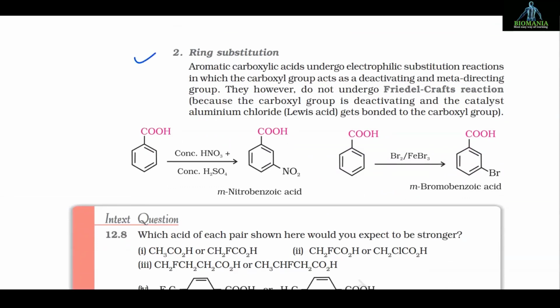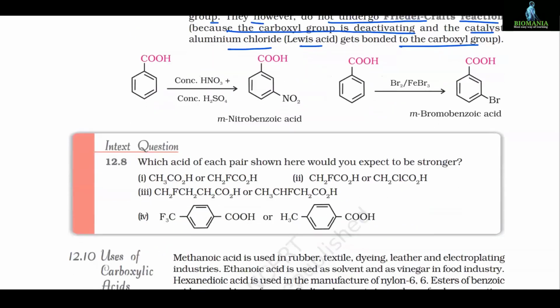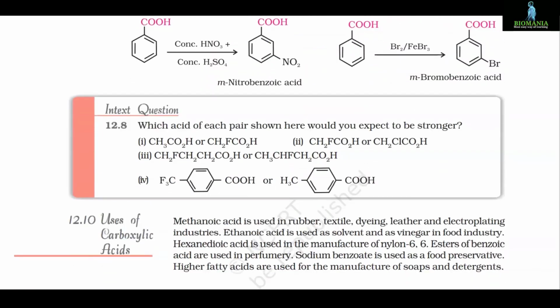Number 2, ring substitution. Aromatic carboxylic acids undergo electrophilic substitution reactions in which the carboxyl group acts as a deactivating and meta-directing group. They, however, do not undergo Friedel-Crafts reaction because the carboxyl group is deactivating and the catalyst aluminum chloride, a Lewis acid, gets bonded to the carboxyl group. Now you can see here how benzoic acid forms meta-nitrobenzoic acid and meta-bromobenzoic acid.